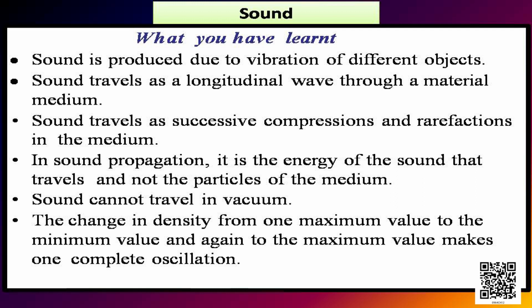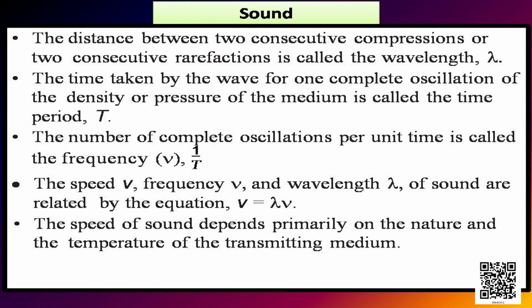The change in density from one maximum value to the minimum value and again to the maximum value makes one complete oscillation. The distance between two consecutive compressions or two consecutive rarefactions is called the wavelength, lambda.